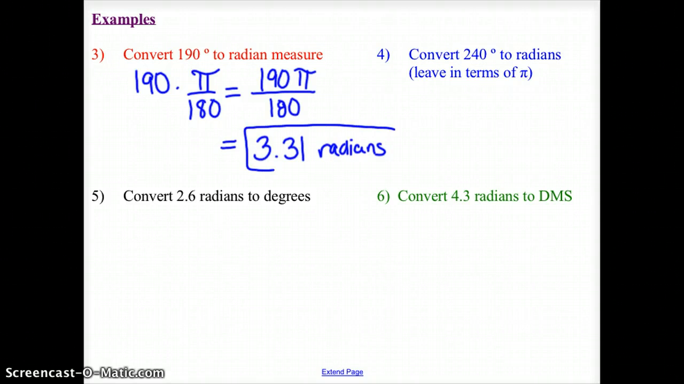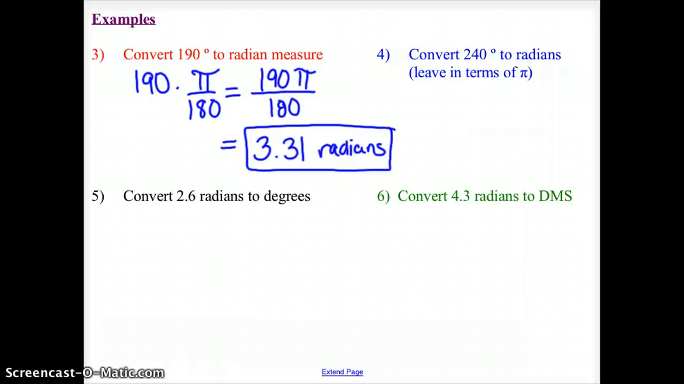Now, it is not necessary to label radians because you can assume it's a radian measurement if there is no degree symbol. So if there's a degree symbol, we know it's degrees. If there is no degree symbol, we know that it's radian measurement.